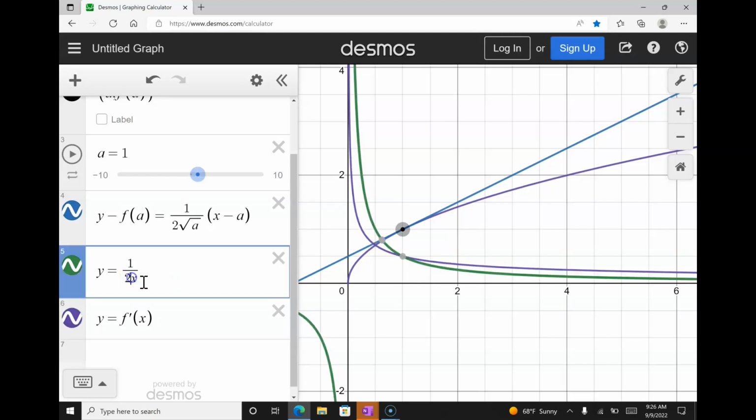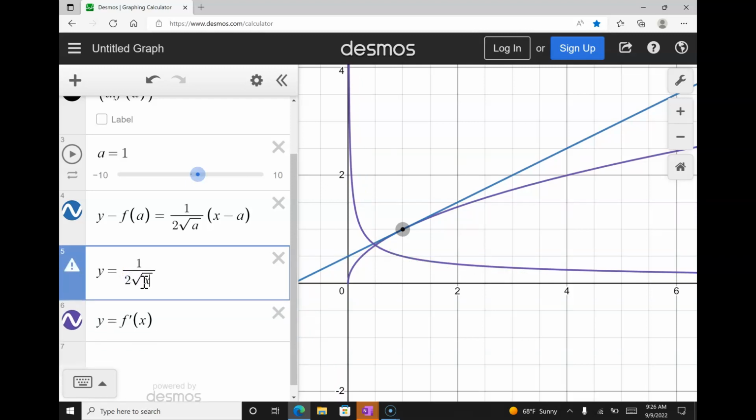Oh, I forgot my square roots here. I was like, why does that not look the same? Square root of x, right? Yeah. So notice now in green, I've got my derivative that I did by hand. In purple, you see it? In purple, it's matching. The green one I did by hand, the purple one I did with Desmos.